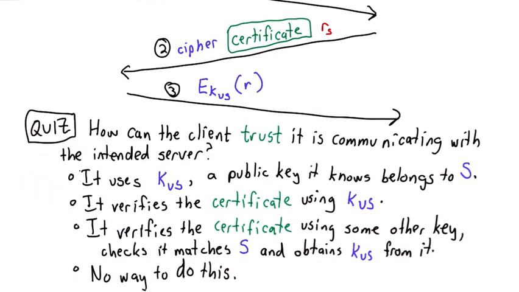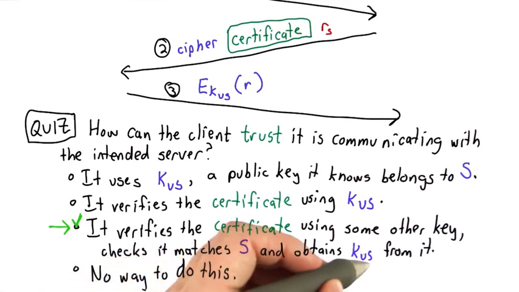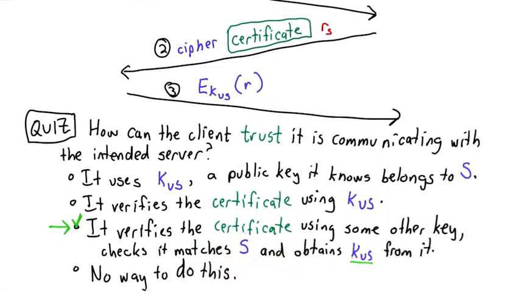And I should warn you, this is a bit of an unfair question since we haven't talked about this yet, but I think you know enough to figure out the answer based on what you've seen so far. The correct answer is the third choice. What the client needs to do to know that it's talking with the correct server is to know that it's talking with server S and know that that's a public key owned by S. So if that's correct, then S owns the corresponding private key, and only that server can decrypt this message and obtain the right session key.